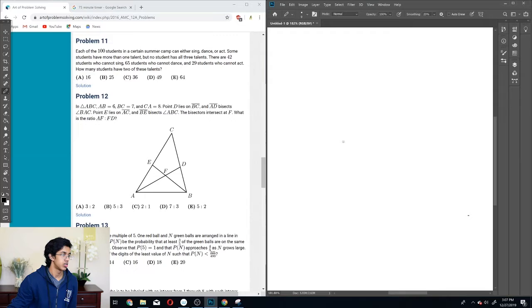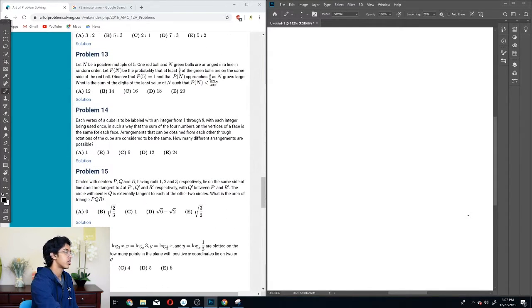So C. Alright, problem 13. 1 red ball and n green balls are arranged in a line in random order. Let P of n be the probability that at least 3/5 of the green balls are on the same side of the red ball. Observe that P of 5 is equal to 1, and that P of n approaches 4/5 as n grows large. What is the sum of the digits of the least value of n, a positive multiple of 5, such that P of n is less than 321 over 400?